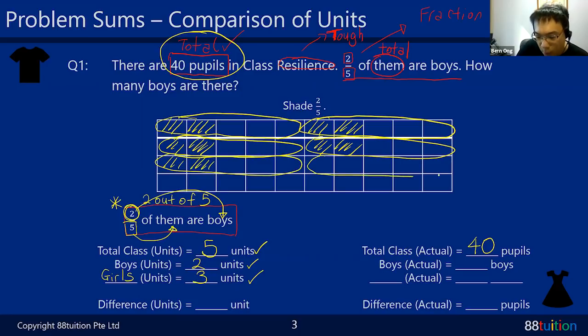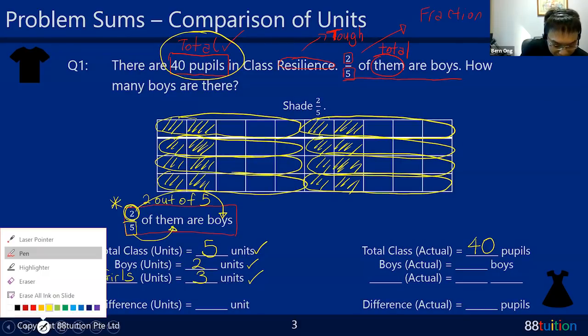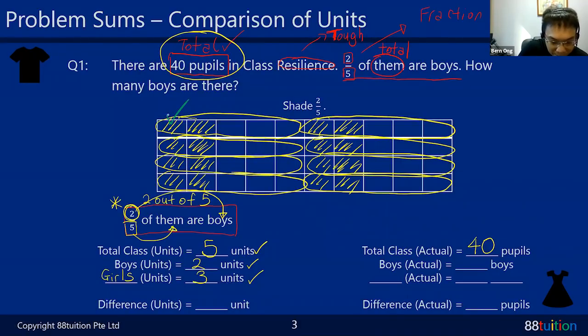So some of you say draw the model. Yes, you can draw the model, but some models are actually very time consuming. Can you see? So for every 5 of them, 2 of them are boys. That's the meaning of the fraction 2 out of 5. Cool? And you count. How many boys are there? Let's look at the green. Remember the shaded are boys. 1, 2, 3, 4, 5, 6, 7, 8, 9, 10, 11, 12, 13, 14, 15, 16. There are 16 boys.